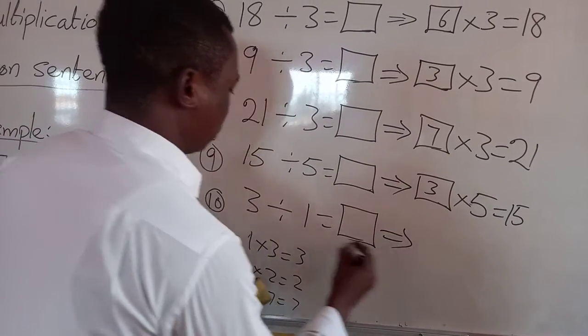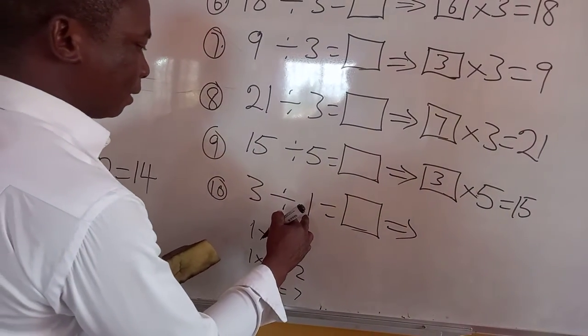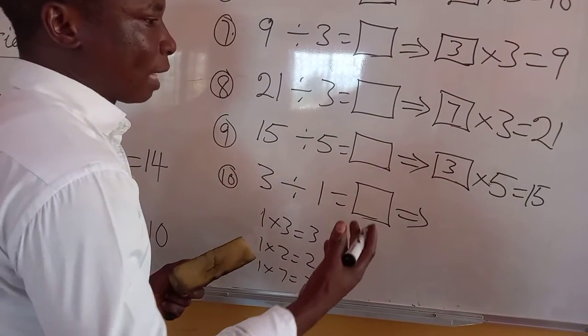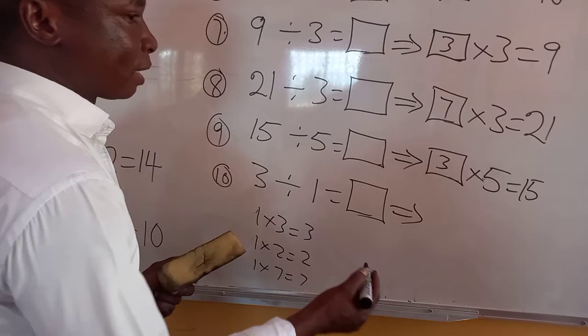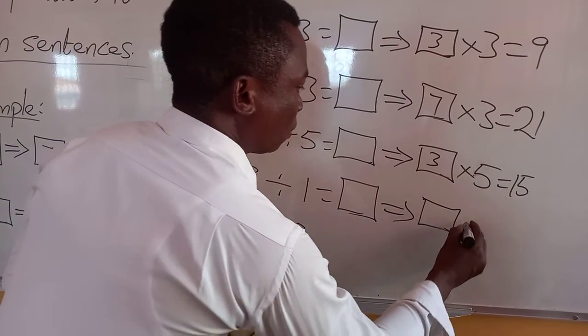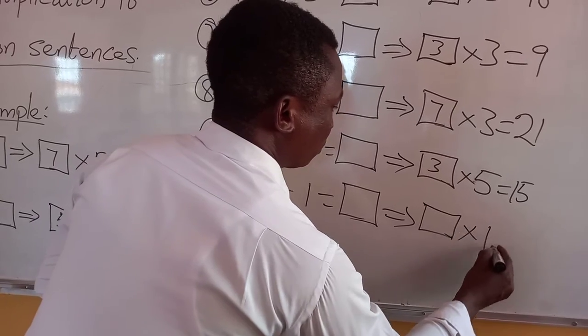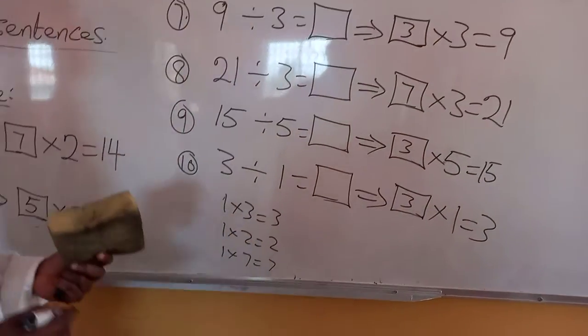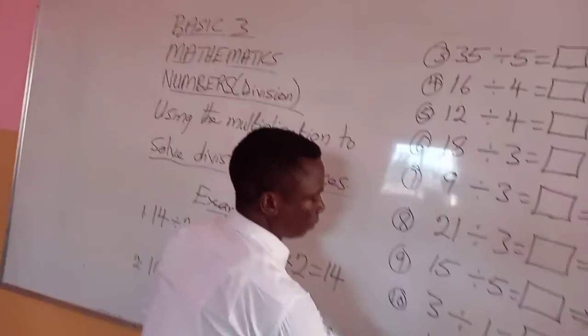Therefore, 3 divided by 1 equals what? 3. If you alone are asked to share 3 oranges, how many oranges will you get? You will take all 3 because you are sharing it alone. You get it. So this is what? 3.